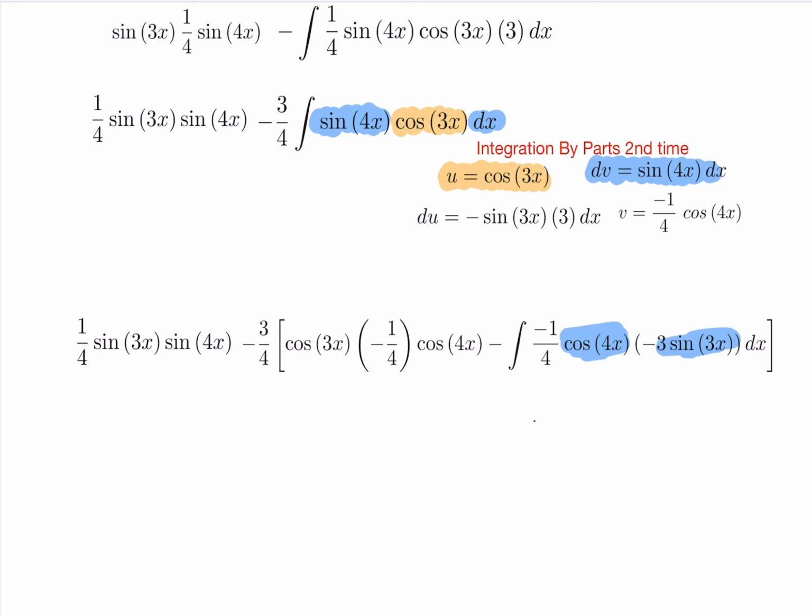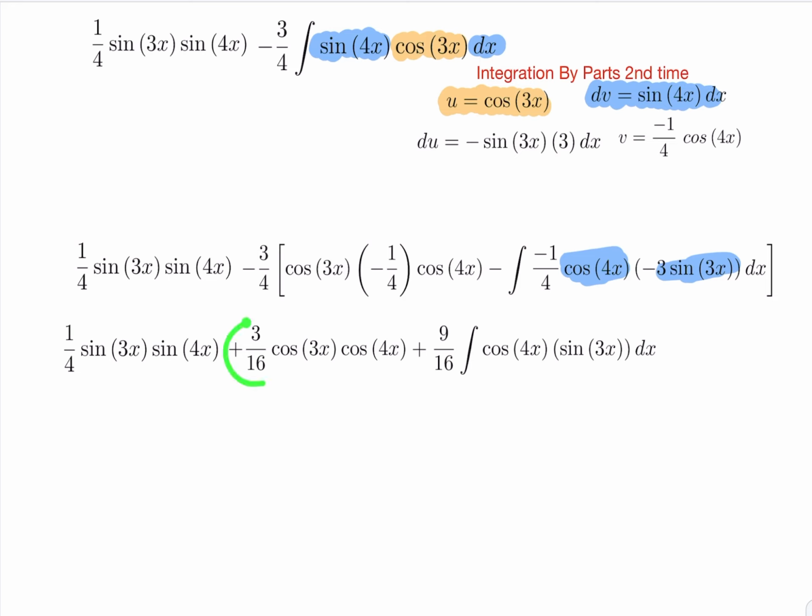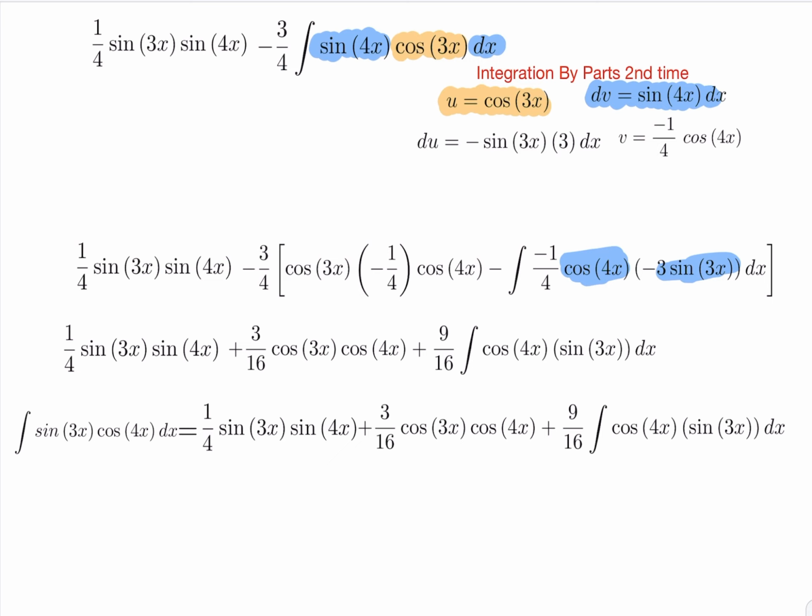So watch what happens here. Again, cleaning this up here, we end up getting 3 over 16 cos of 3x cos of 4x plus 9 over 16 the integral of cos of 4x sine of 3x with respect to x. Now recall, this is equal to the integral of sine of 3x cos of 4x. So therefore, I now have an equation where the integral of sine of 3x cos of 4x is equal to this expression plus 9/16 this integral, but that is exactly what we started off with. So these are actually like terms here.